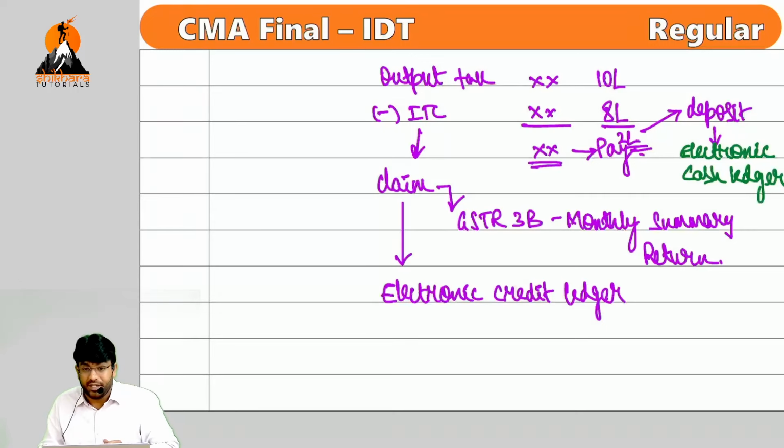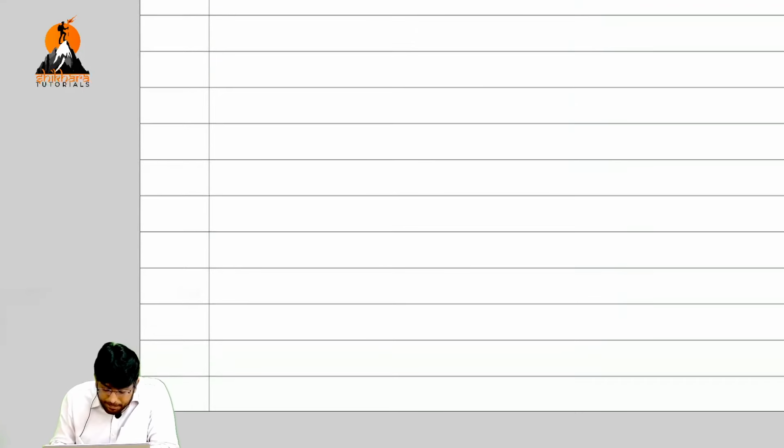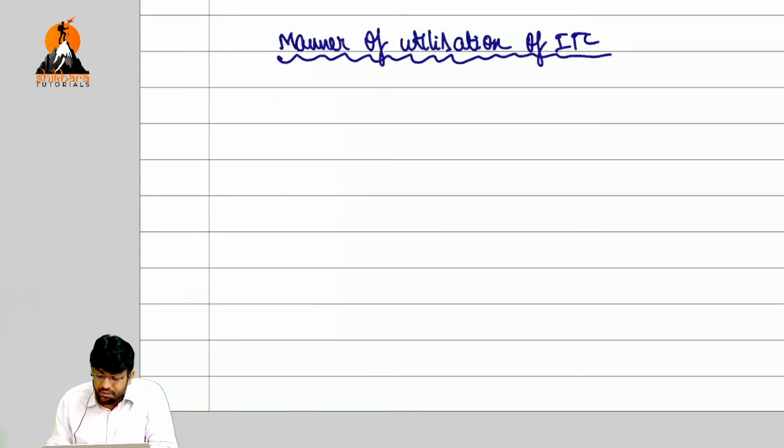My objective is not that. Why I started this discussion is because I want to discuss with you a little bit on how we utilize the input tax credit, which I'm sure most of you are aware of, but if you're not aware, perfection is very much required. About what, sir? The manner of utilization of input tax credit. How do we get the input tax credit? Based on inward supplies, obviously.